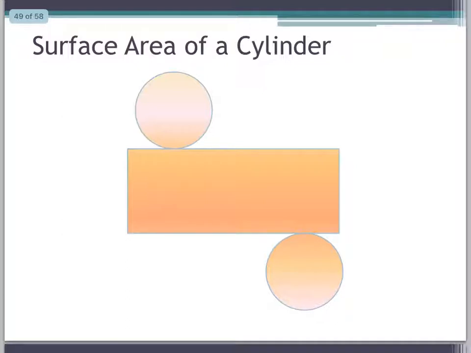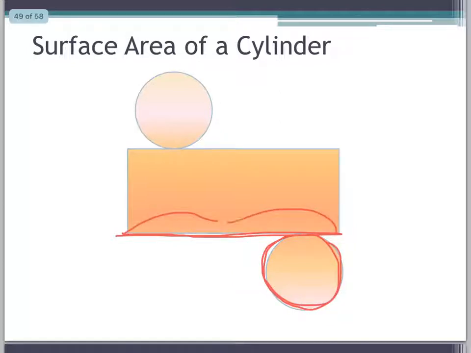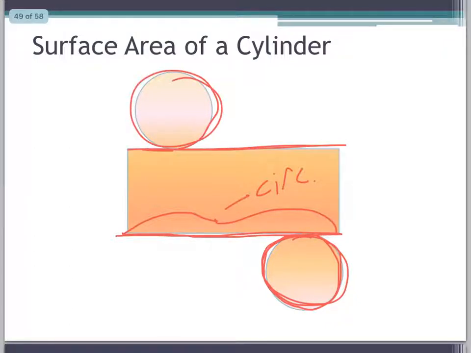But here's something I want to show you. This side length right here is identical to the distance around the outside of the circle. So technically this part right here is made up of the circumference of a circle. So this long side here equals the circumference of the circle. Okay? So same thing up here. This one is equal to the circumference of the circle. The height is the height of the can. That's not going to be any kind of big deal at all.